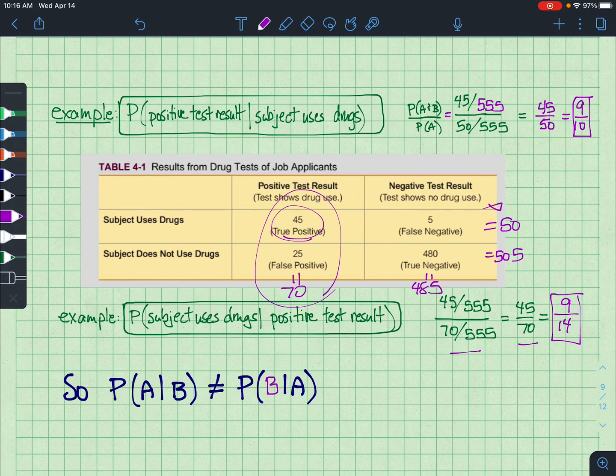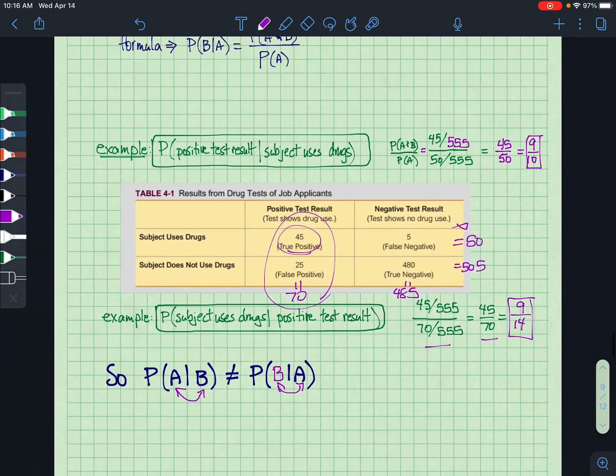So here we clearly see that if we turn around our letters or events, right? We don't get the same thing. Okay? These don't mean the same thing, and that's why. All right?